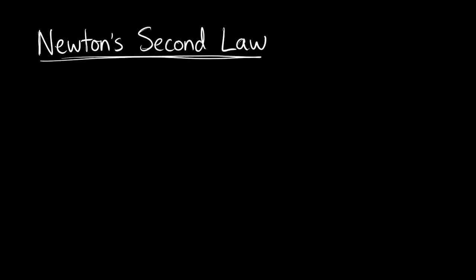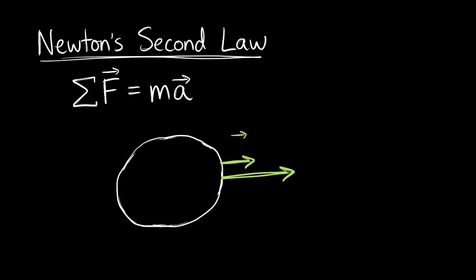Newton's second law starts with a vector equation. The sum of external forces equals mass times acceleration, written as sigma F equals ma. Direction matters. Acceleration always points in the direction of the net force, not the velocity.